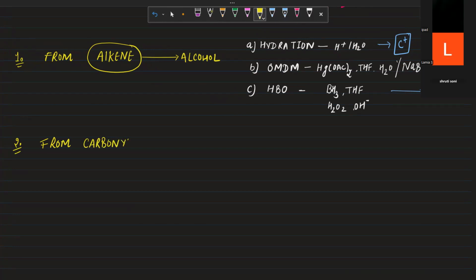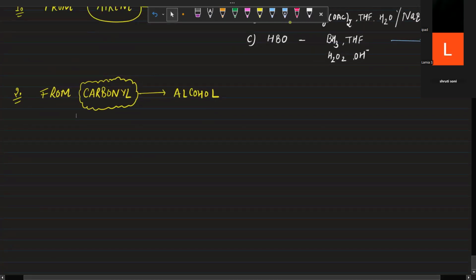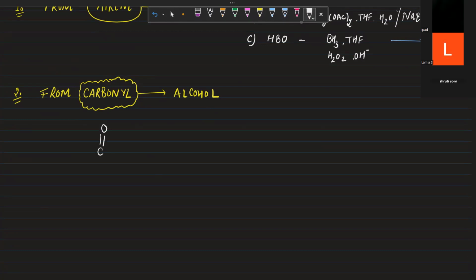Do you know the concept of electronegativity? What is electronegativity? Electronegativity is the ability for an atom to attract electrons towards itself. Yes. And is there any sort of charge that will occur if a more electronegative element is present? Let's suppose this is carbon and a double bond to O. In any compound, if C double bond O comes, that is known as a carbonyl group.